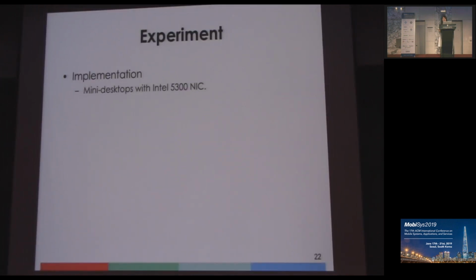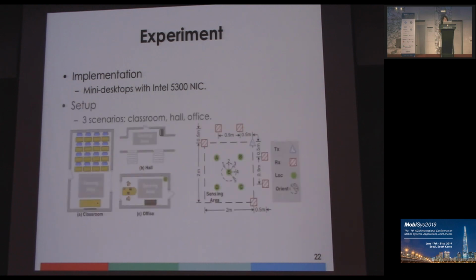To evaluate Widar3, we use 7 mini desktops with Linux CSI tool. One is the transmitter and the others are receivers. All devices work in the monitor mode and work in the same channel. The transmitter broadcasts packets at the rate of 1000 Hz. And we conduct experiments in 3 scenarios, including classroom, hall, and office. The deployment of the devices can be seen in the right figure. And for each scenario, we pick 5 locations and 5 orientations for users to perform gestures.